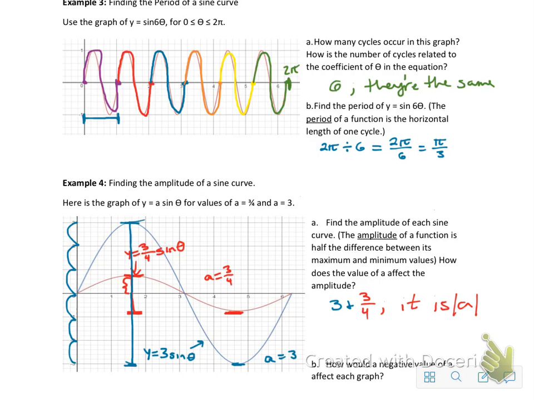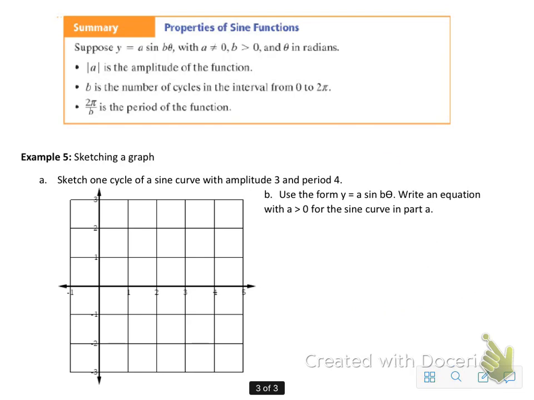Now, if I had a negative value of A, that negative would be on the outside, right? And outside's vertical, so it would reflect over the x-axis. So this would just be a reflection over the x-axis. All right, so now that we've gone through that and you've seen the relationship, this is a summary. Absolute value of A is the amplitude, so that's the distance from top to bottom divided by 2, because the amplitude is half the difference between its maximum and minimum values.